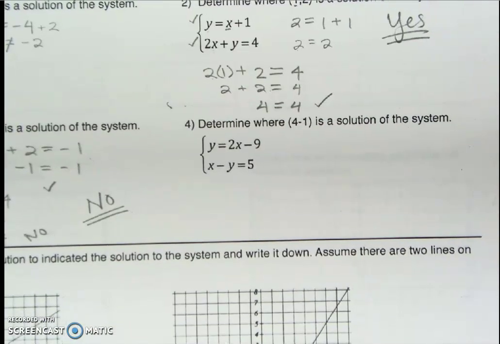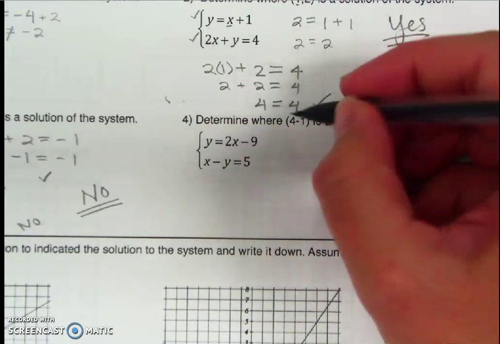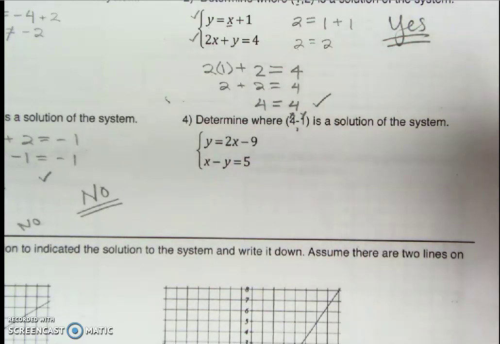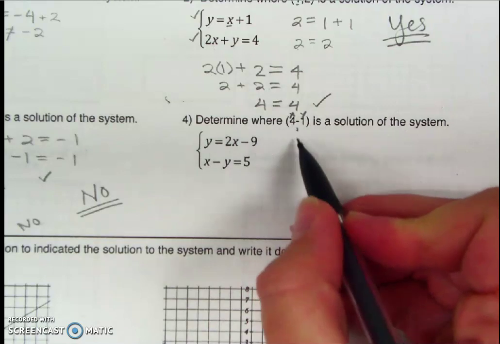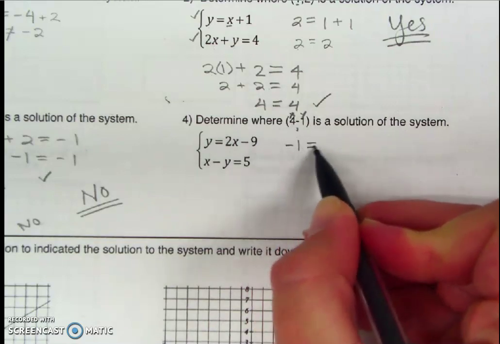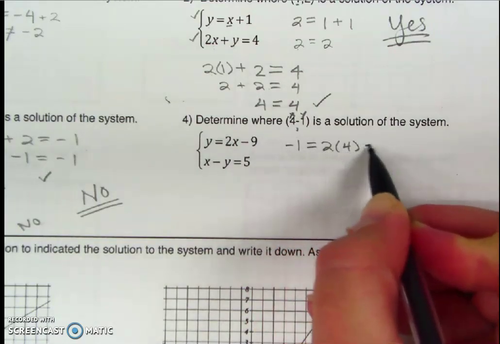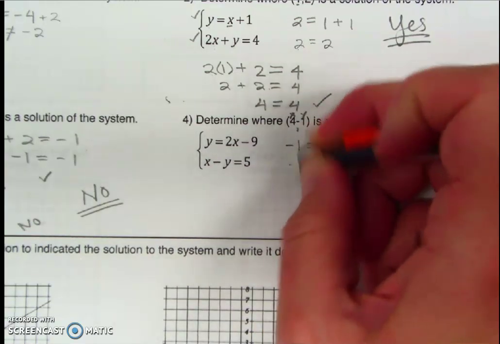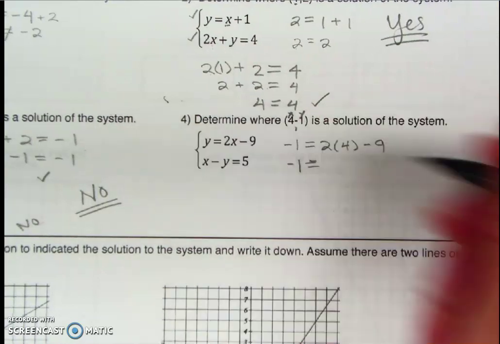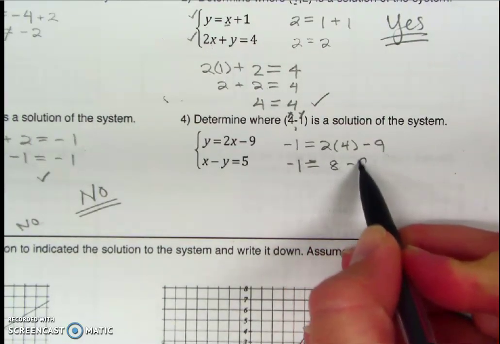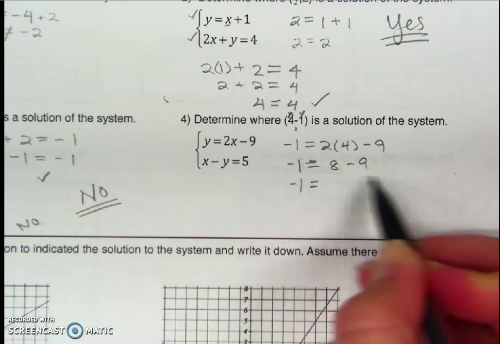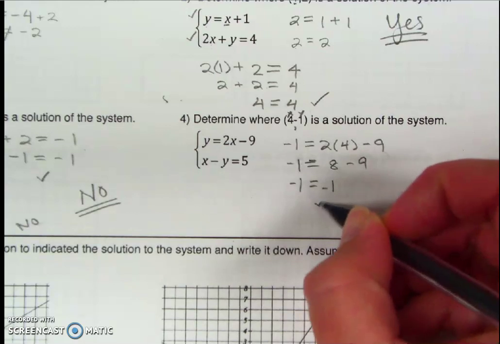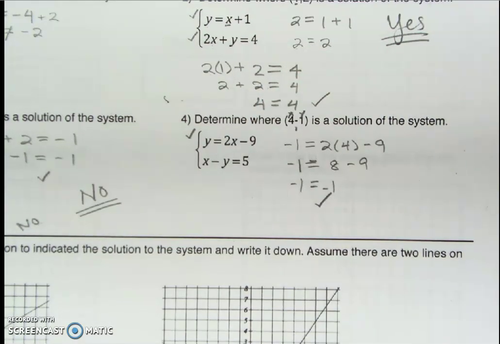All right, number 4. Let's see if this one is. There should be a comma there. So in this case, x is 4, y is -1. So for the first equation, we would have -1 equals 2 times 4 minus 9. That gives us 8. -1 would equal 8 minus 9. So that means -1 should equal, well, 8 take away 9 is -1. Those do come out equal, so we know it works for the first equation.